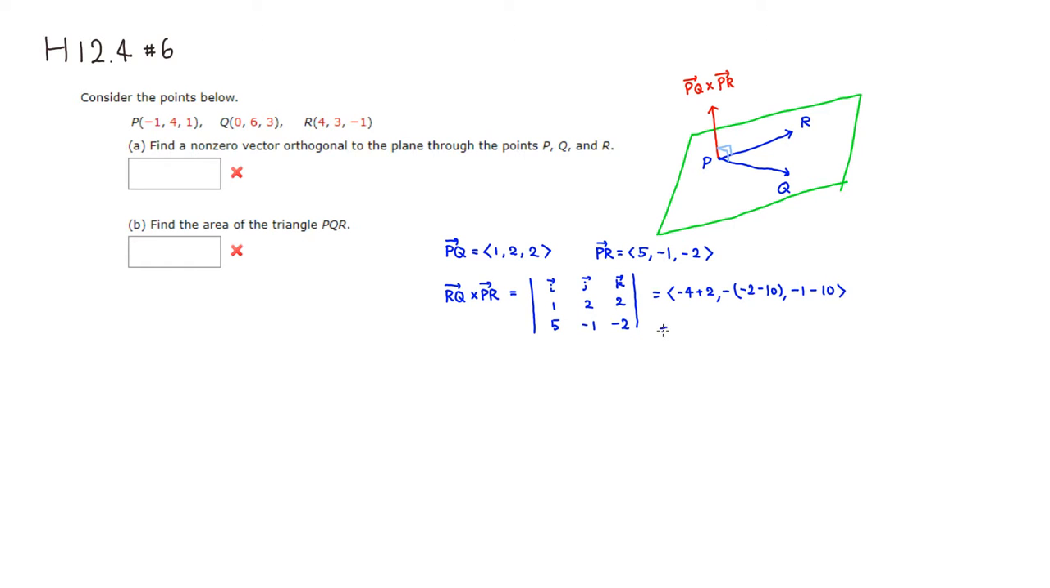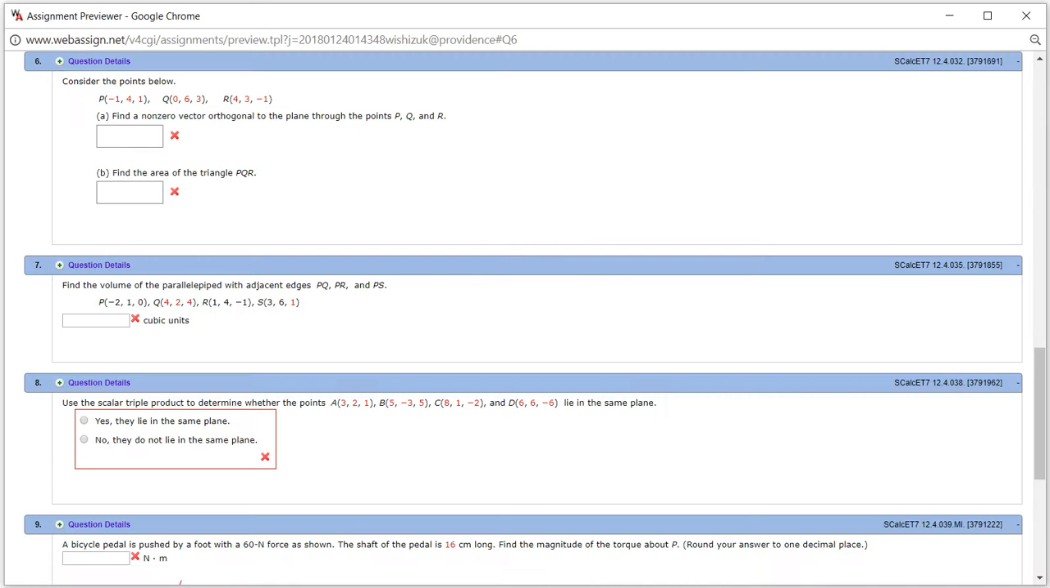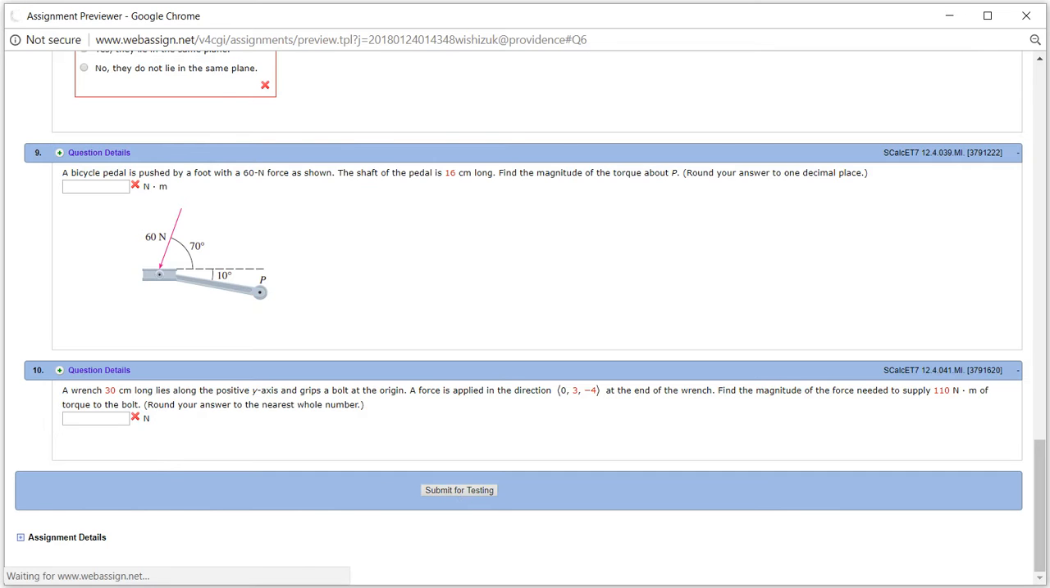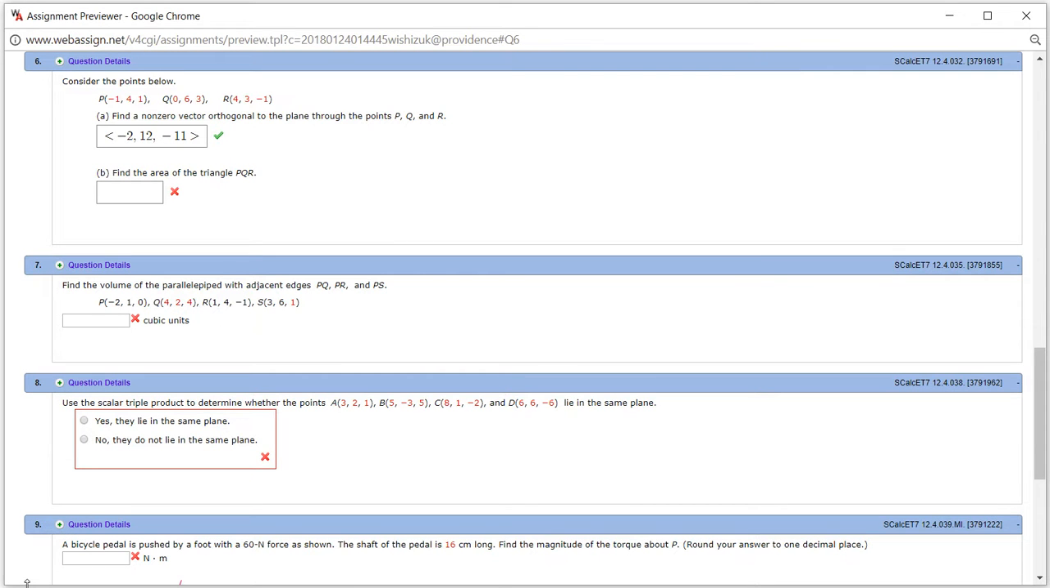So this is going to be negative 2, positive 12, negative 11. All right, so let's type that in. It's going to be the vector negative 2, positive 12, negative 11. Let's submit for testing. It came back and looks like we got part A correctly. So let's look at part B.